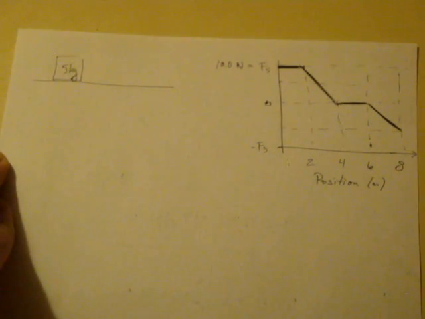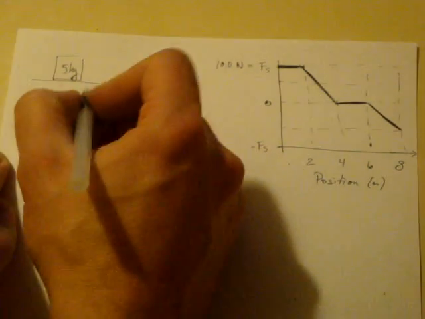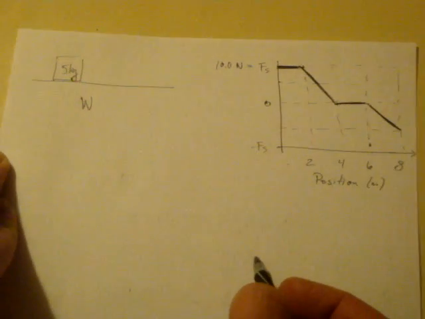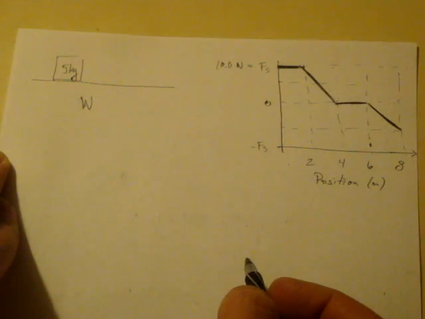So let's see, the question is how much work is done by the force as the block moves from the origin to x equal to 8.0 meters. So the question is how much work is done by this particular force. And it seems like a fairly reasonable problem.